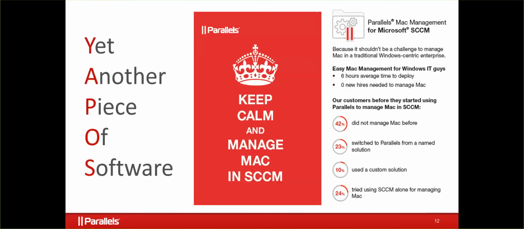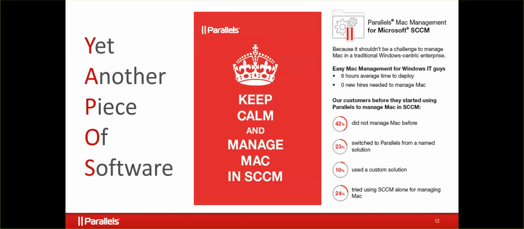So what we say is we can keep calm, we can keep you calm, and we can manage your Macs in SCCM. What we provide within SCCM is a plugin. It's literally a plugin that fits directly within your current SCCM infrastructure and your current console. It takes about 6 hours to deploy. And you can manage your Macs right next to your PCs where you do all your work within SCCM.